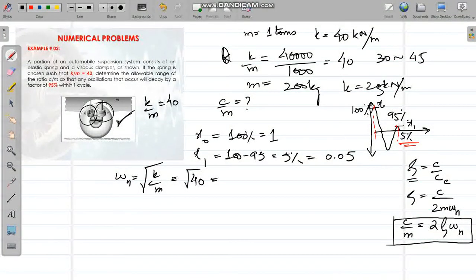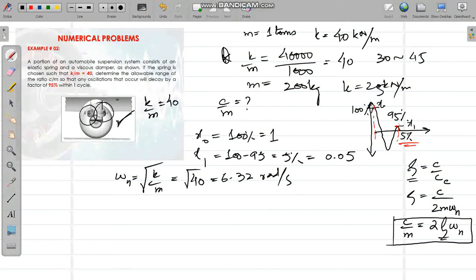Okay, using a calculator, if I just find the value, it comes out to be 6.32. So it will come out to be 6.32 radians per second. Now, if we know the zeta, then we can find the value of C over m.